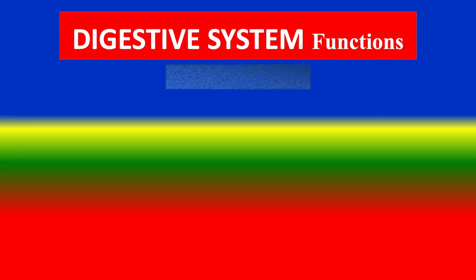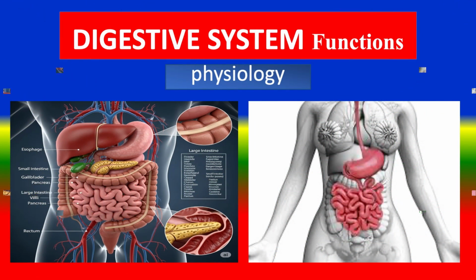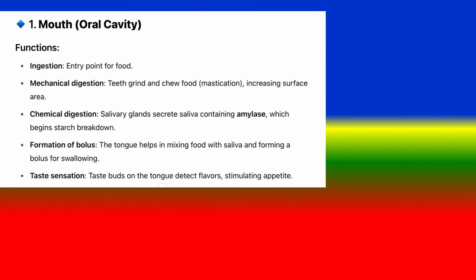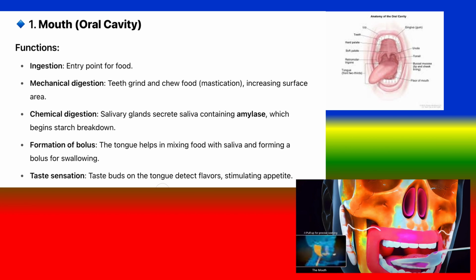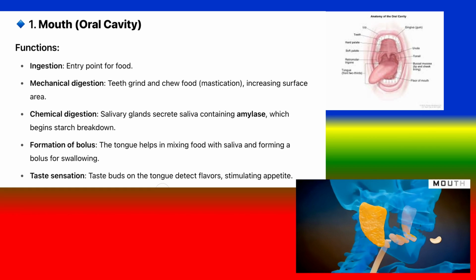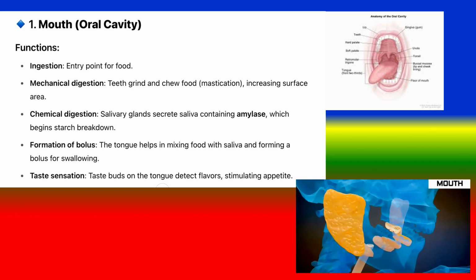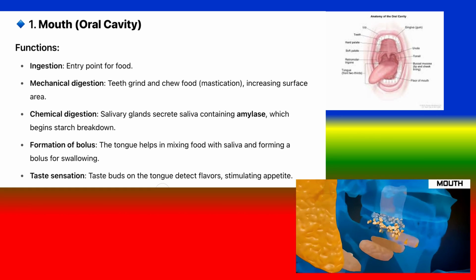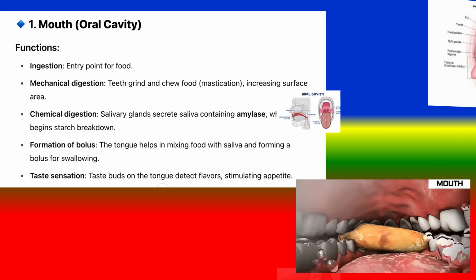Here is a detailed explanation of the functions of the organs of the digestive tract, from the mouth to the anus. 1. Mouth, oral cavity. Functions: ingestion, entry point for food. Mechanical digestion: teeth grind and chew food. Mastication, increasing surface area. Chemical digestion: salivary glands secrete saliva containing amylase, which begins starch breakdown.